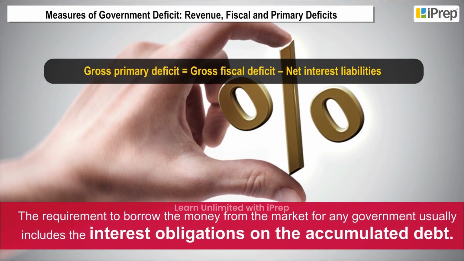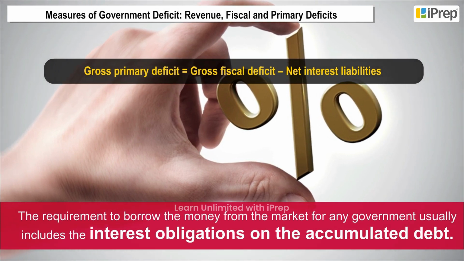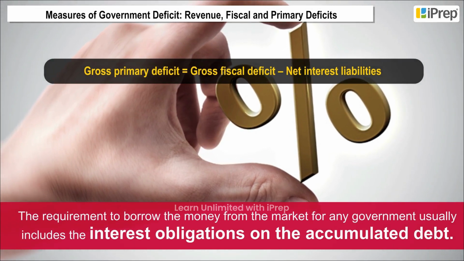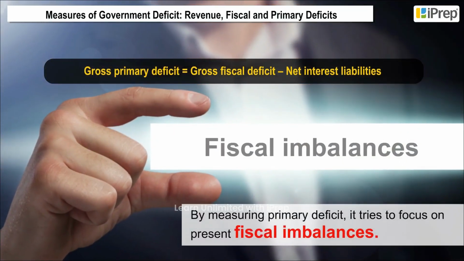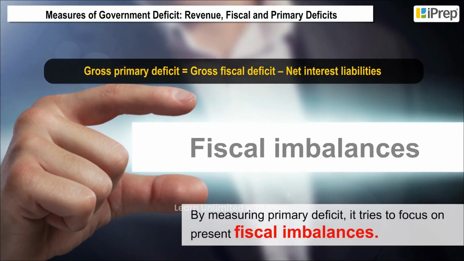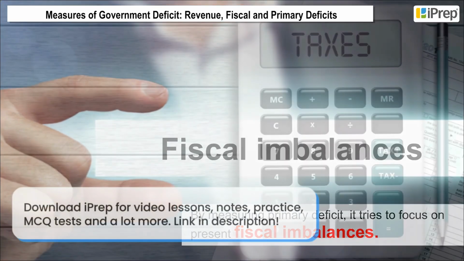The requirement to borrow money from the market for any government usually includes the interest obligations on the accumulated debt. Thus, by measuring primary deficit, it tries to focus on present fiscal imbalances.